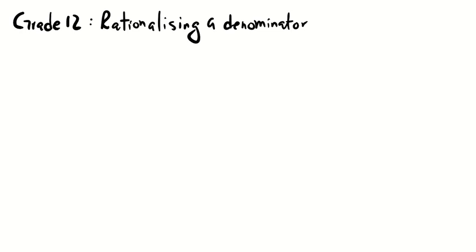In this video, I'll be showing you how to rationalize a denominator. So first of all, we need to understand that if a fraction contains a surd in the denominator, you can change the denominator to a rational number. This is how you do it.